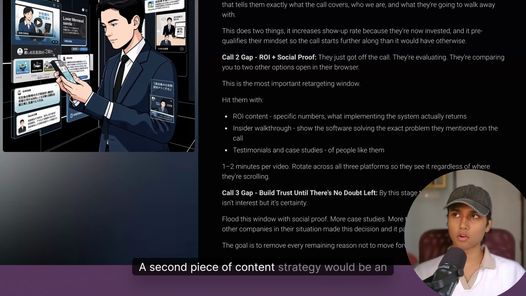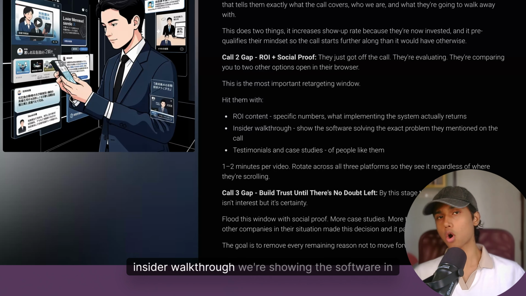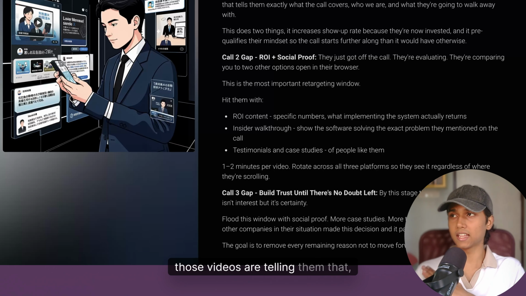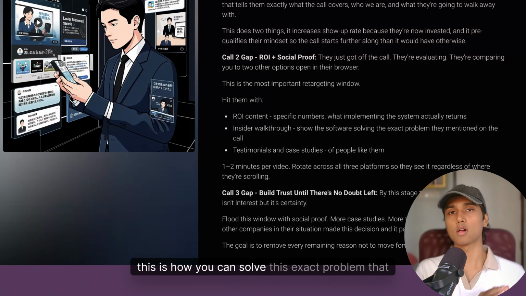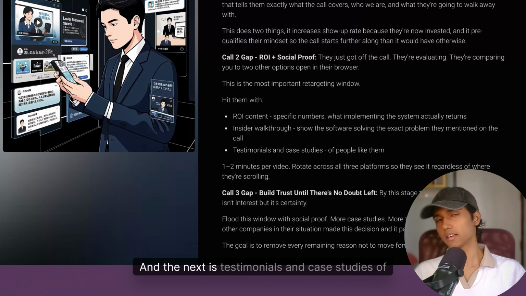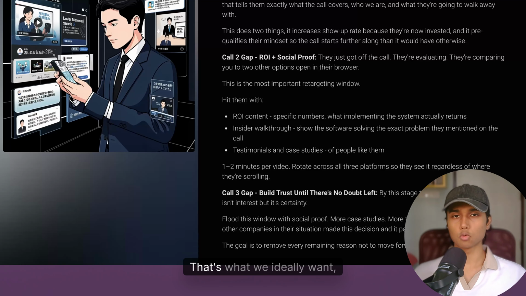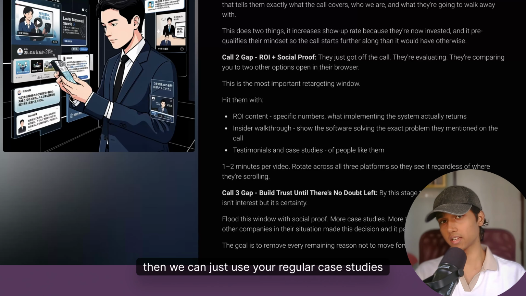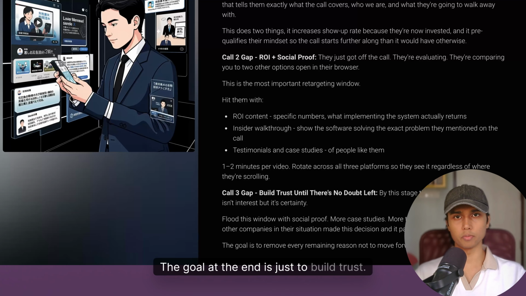A second piece of content strategy would be an insider walkthrough. We're showing the software in a video, and those videos are telling them that, okay, this is how you can solve this exact problem that you have that you just mentioned on the call. And the next is testimonials and case studies of people who are exactly like them. That's what we ideally want, but if we don't have that, then we can just use your regular case studies that you have. The goal at the end is just to build trust.